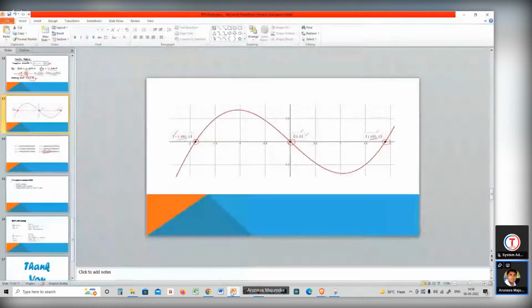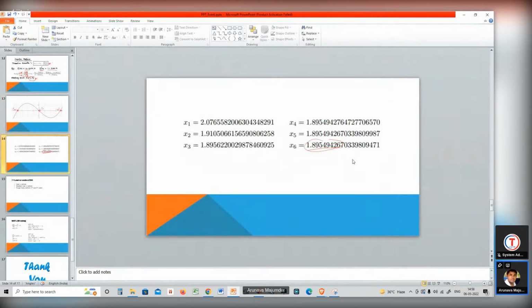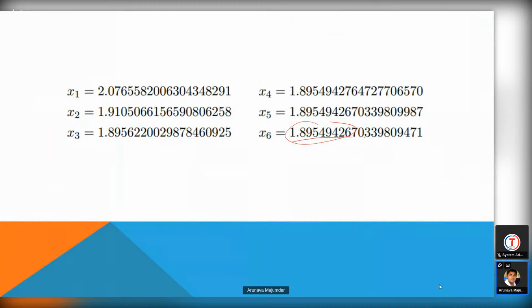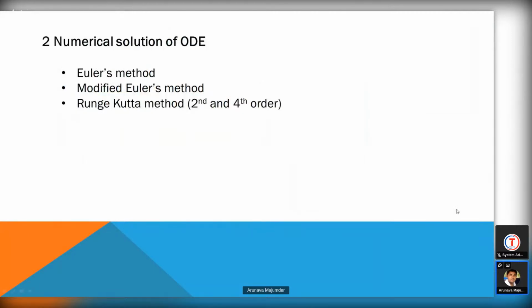Next, another mathematical problem, which is the ordinary differential equation, which is very important for engineering problems. Engineering problems and differential equations have a very close relationship. Most engineering problems form a differential equation, and there are two kinds of differential equation: one is ODE and another one is PDE.